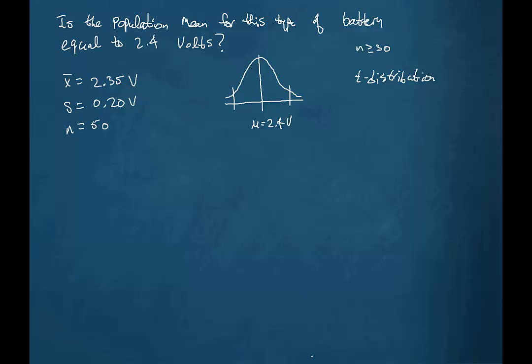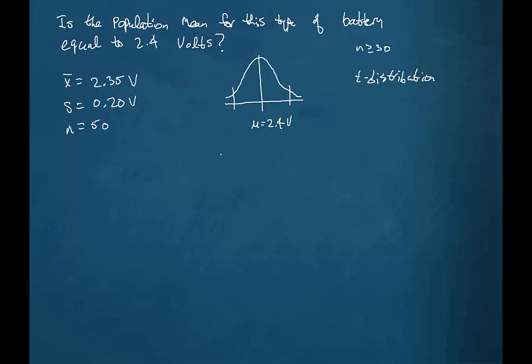In a previous video, we described a situation where a company was producing batteries that were supposed to have a mean charge of 2.4 volts. And a question came up about the manufacturing process as to whether or not these batteries were actually carrying a capacity of 2.4 volts.